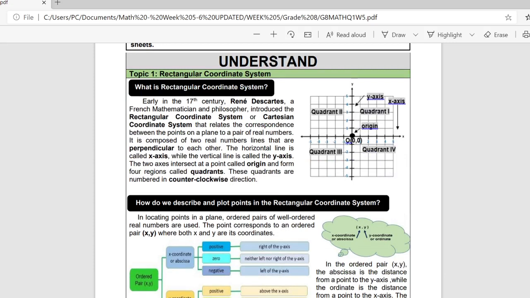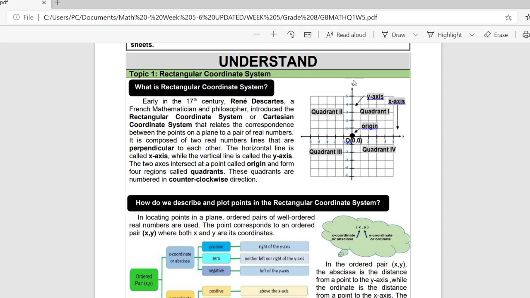Early in the 17th century, René Descartes, a French mathematician and philosopher, introduced the rectangular coordinate system, or what we call the Cartesian Coordinate System, that relates the correspondence between the points on a plane to a pair of real numbers. It is composed of two real number lines that are perpendicular to each other. The horizontal line is called the x-axis. Horizontal, so this is your x-axis.